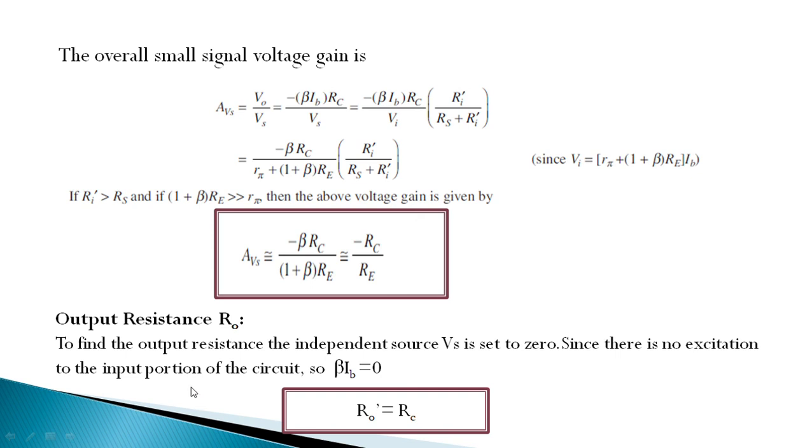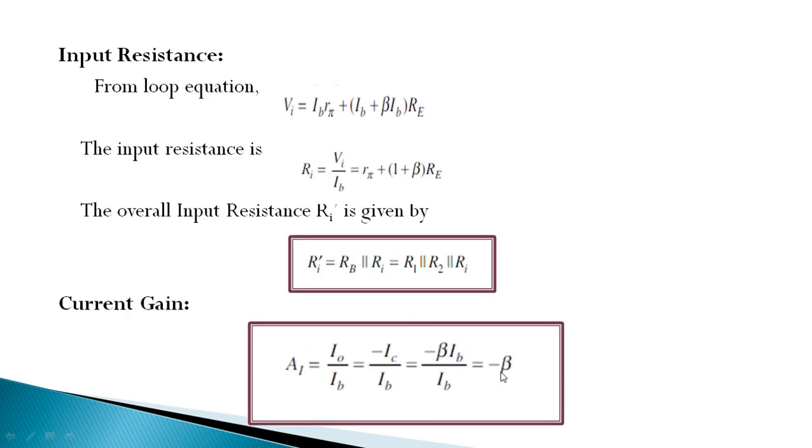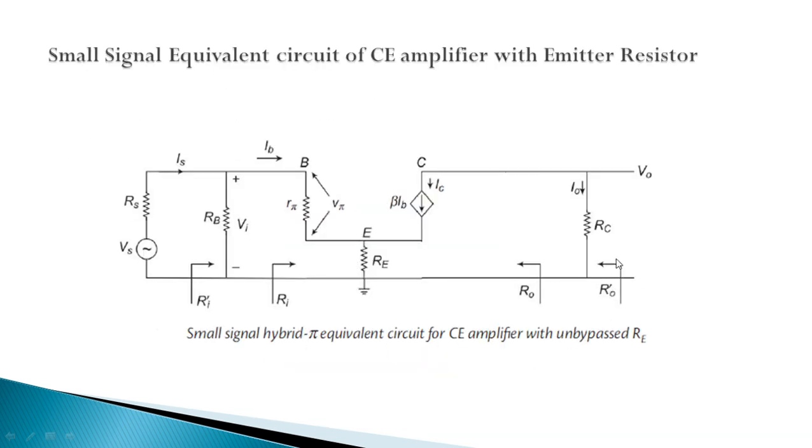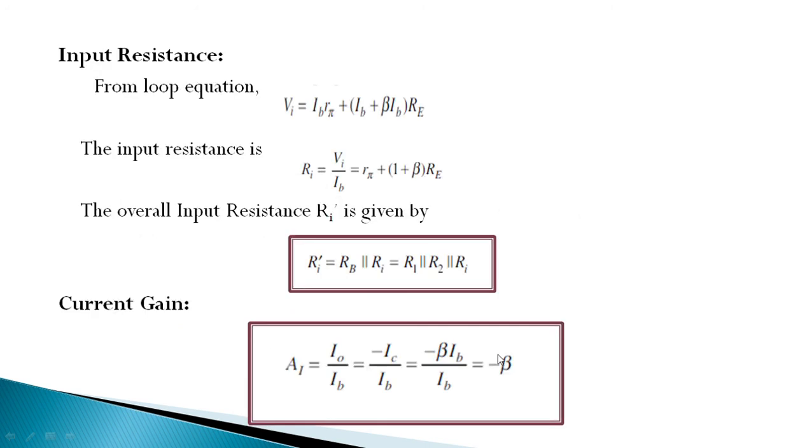Next, the last thing we are going to find here is the output resistance. To find the output resistance, the independent source Vs is set to 0. If the Vs input source is set to 0, then beta IB will become 0. So we can simply write the output resistance R naught dash is equal to Rc for the common emitter amplifier circuit.